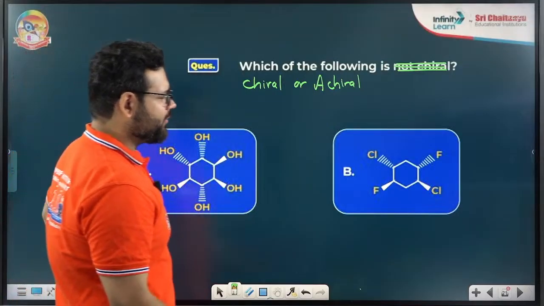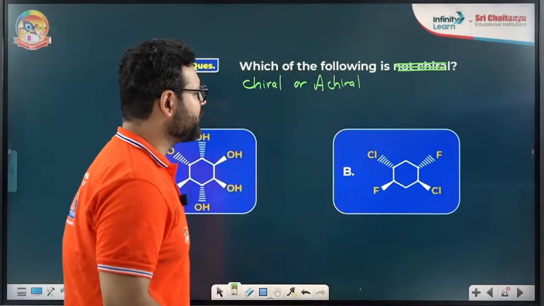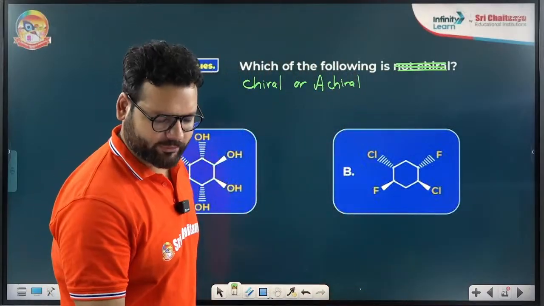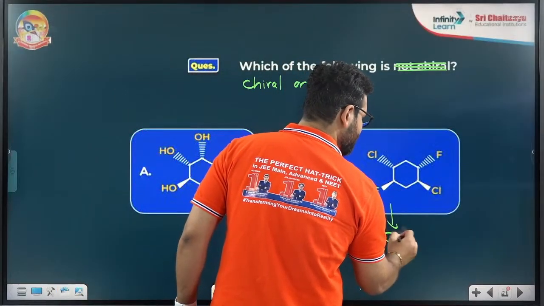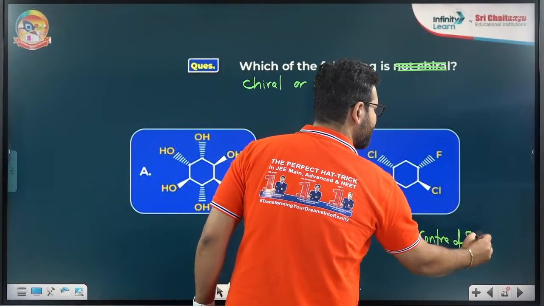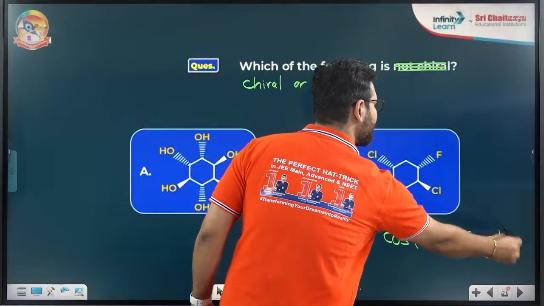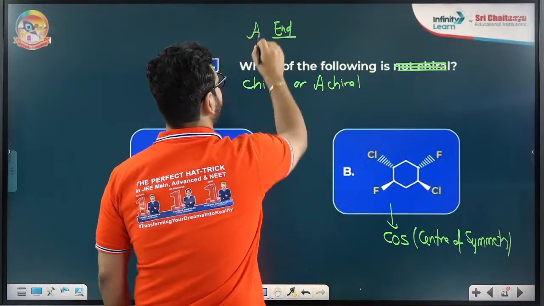Okay. You can wait for some time because this will require the center of symmetry. I have not told you what is center of symmetry till now. This question can be done later. Okay. This actually has a center of symmetry. COS is present, center of symmetry. We have not talked about the symmetry elements yet. So we'll wait for some time. We'll do this question at the end.